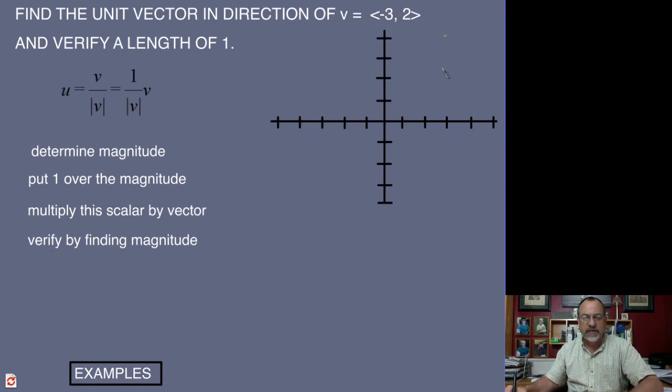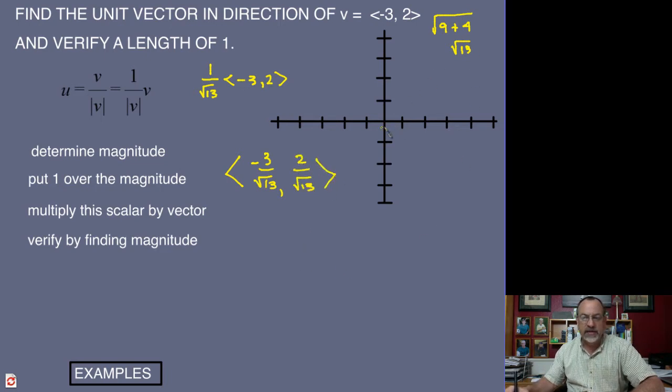So the magnitude of this vector is the square root of -3 squared, which is 9, plus 2 squared, which is 4. So the magnitude is the square root of 13. To determine the unit vector, I take 1 over the square root of 13 and multiply it as a scalar times the vector that I began with. So when I multiply this, I have this new vector of -3 over the square root of 13 and 2 over the square root of 13.